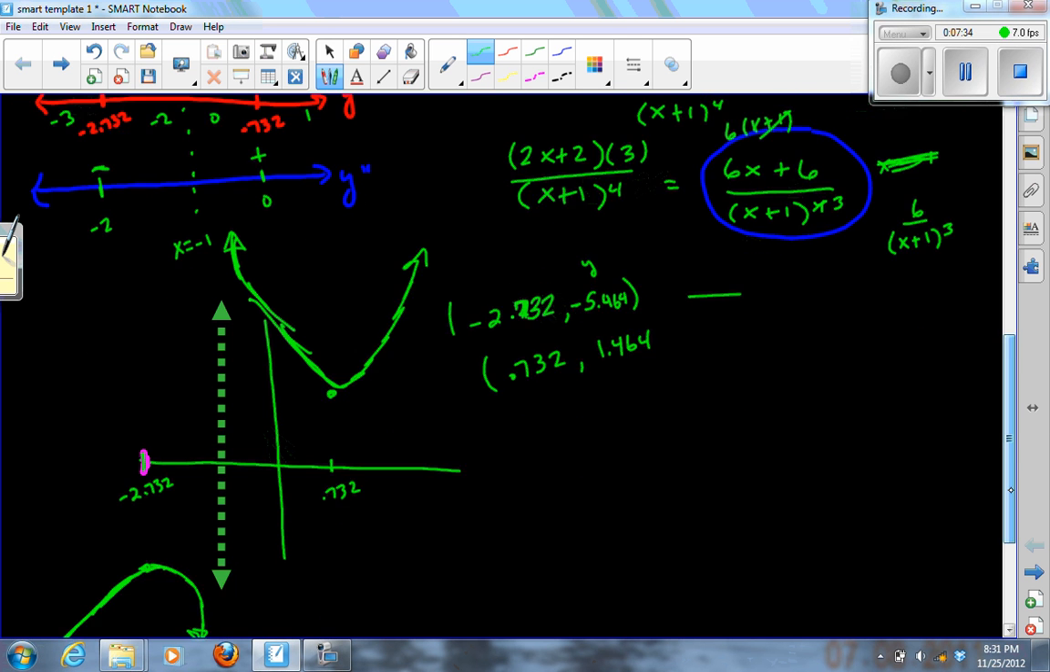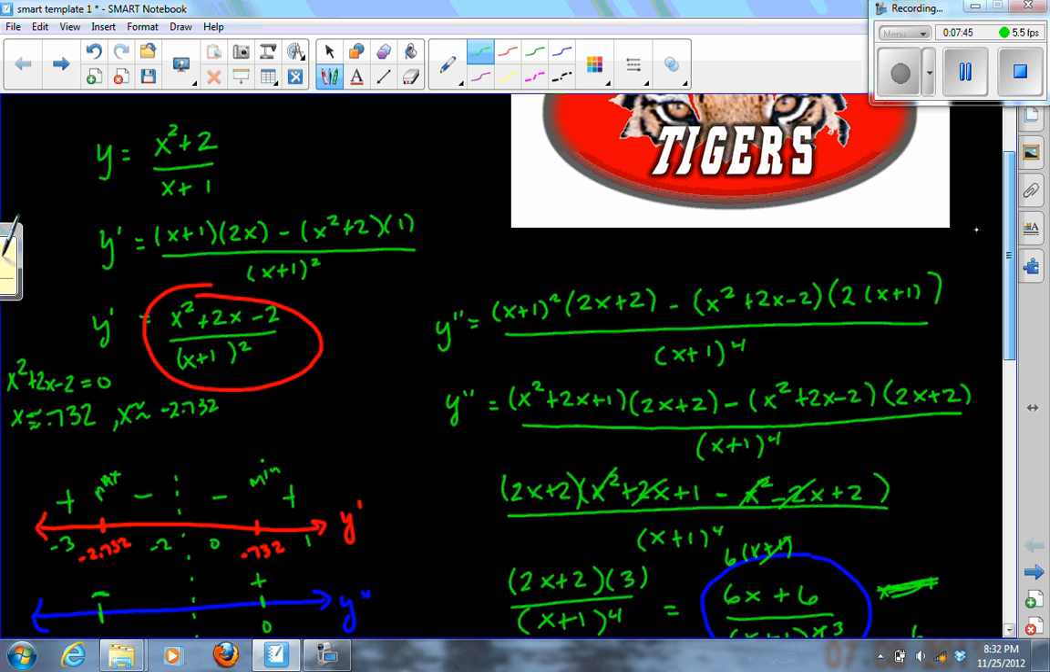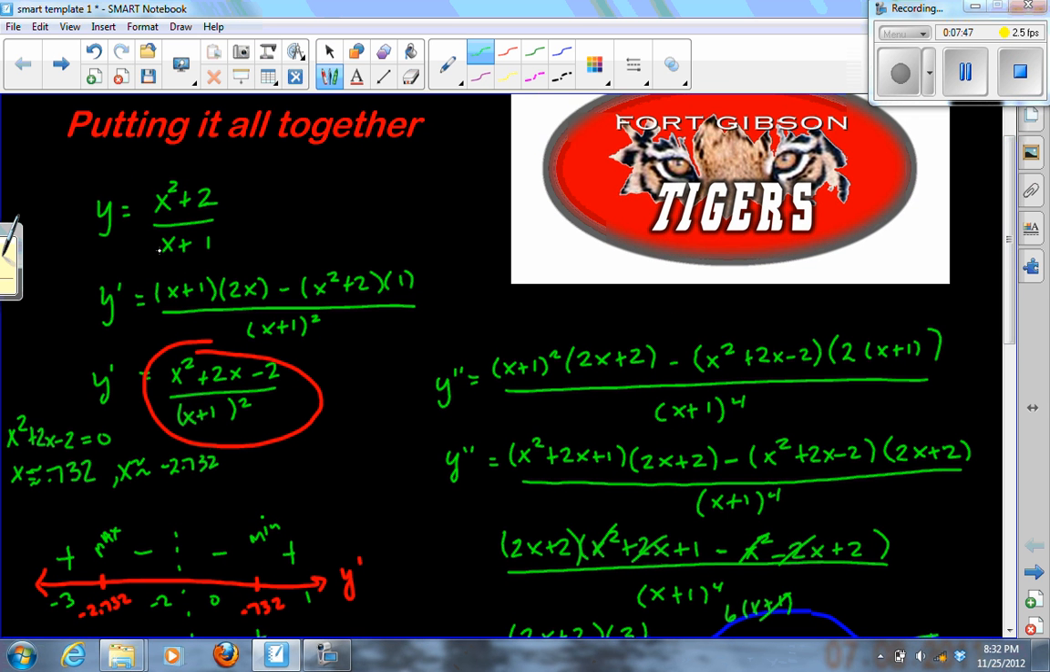So this graph right here is a sketch. This probably looks much more symmetrical in the actual sketch. But this graph is a sketch. If you had to graph this without a calculator, that's how you would have to do it. So thank God for your graphing calculator.